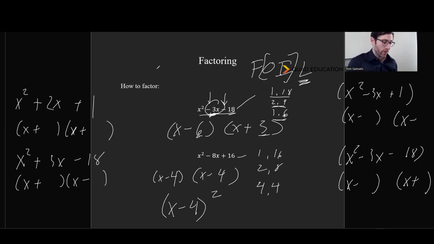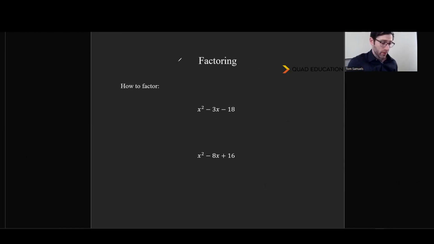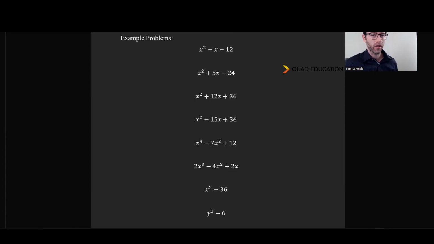All right, let's clear all this information out. And as promised, do a whole bunch of factoring practice. Take a look. All right, let's run through all of these.